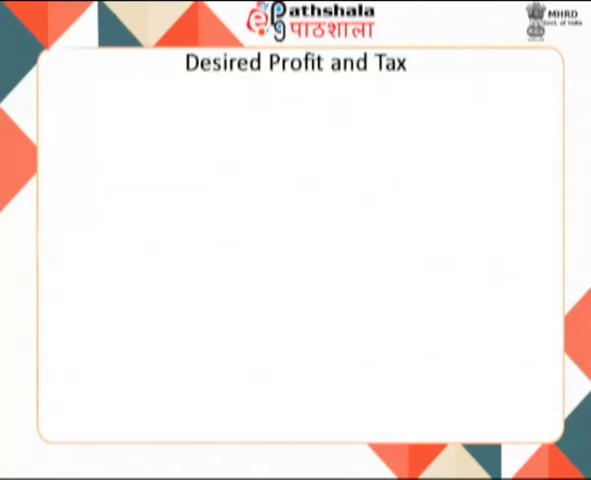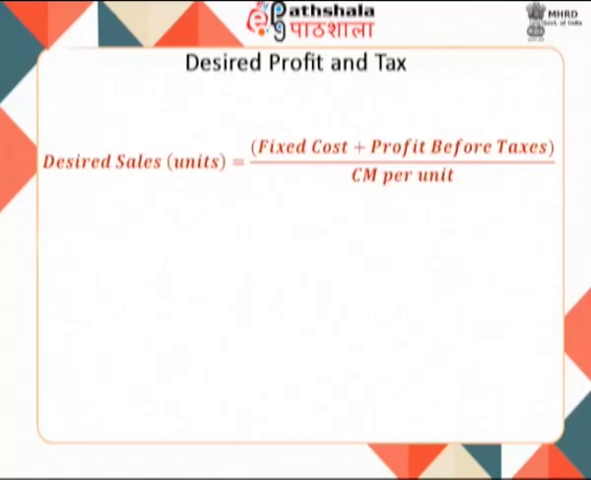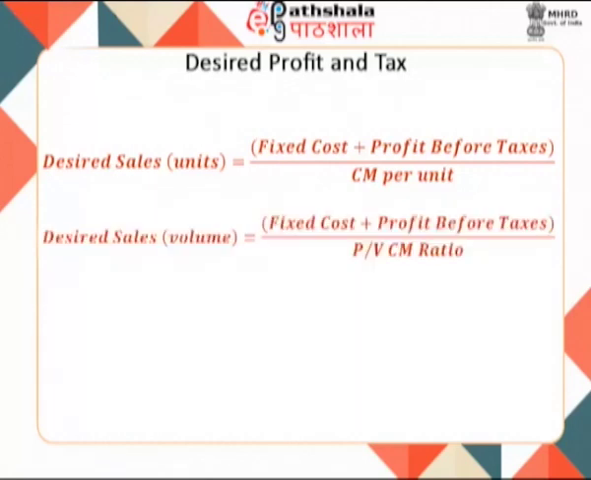Desired profit and tax. The amount of desired profit before income taxes is treated as if it were additional fixed cost in finding out the sales units or sales revenue required to give the amount of desired profit. The usual formula for desired sales in units is: desired sales in units is equal to fixed cost plus profit before taxes, whole divided by contribution margin per unit. Also, desired sales in volume is equal to fixed cost plus profit before taxes, whole divided by PV ratio.